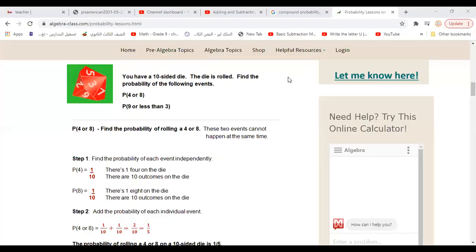In our lesson today, we will talk about compound events. Then we are going to look at compounding more than one event. And we have an example now.